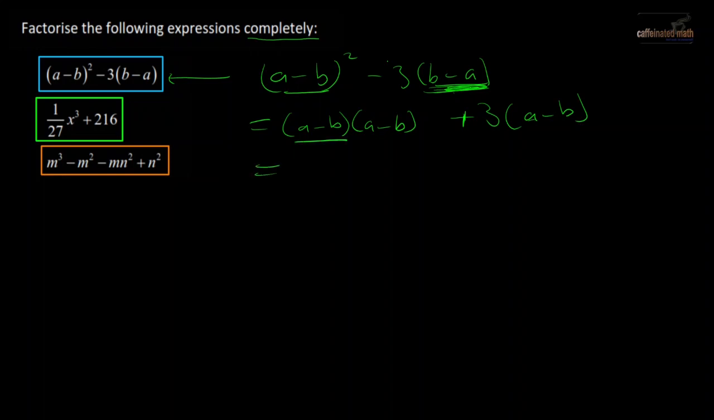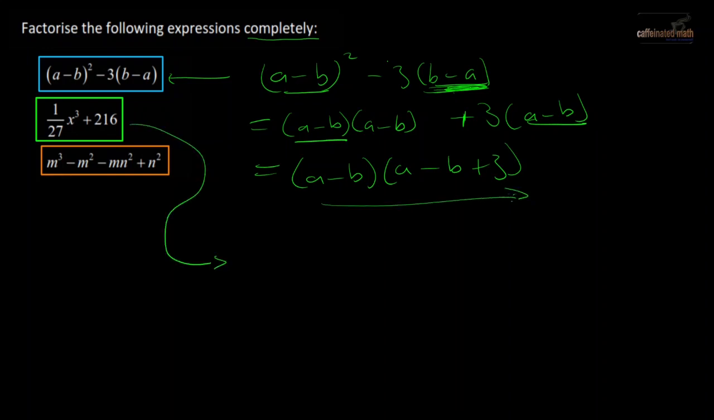So there I have my common factor, which is a minus b, and then what's left is a minus b plus 3. From that I can see there's nothing left to do. Second example, you can do that in orange.